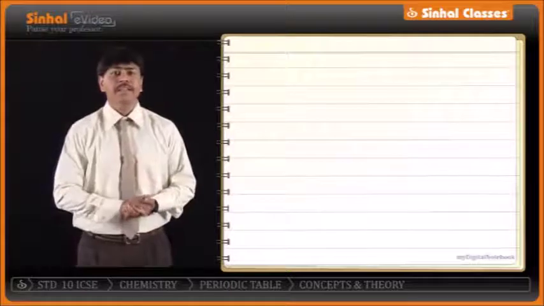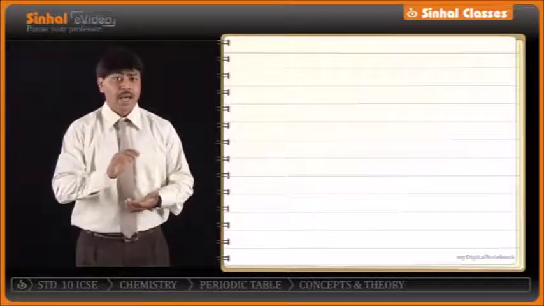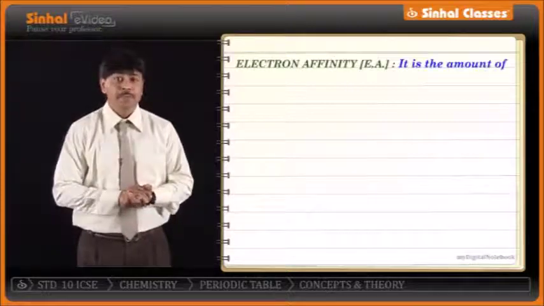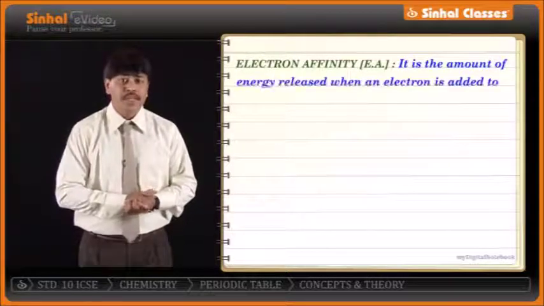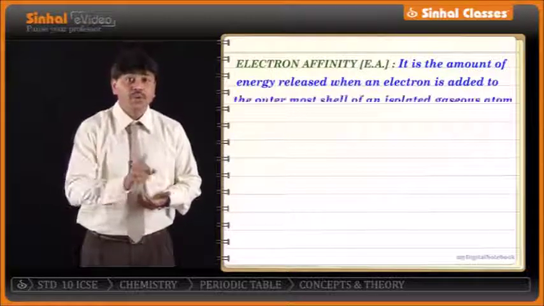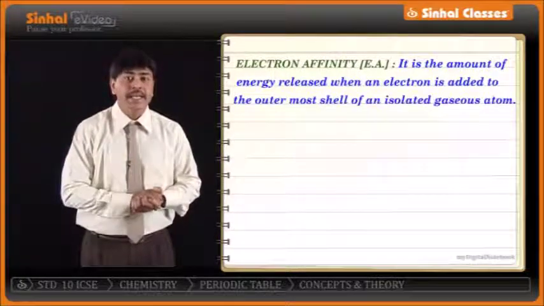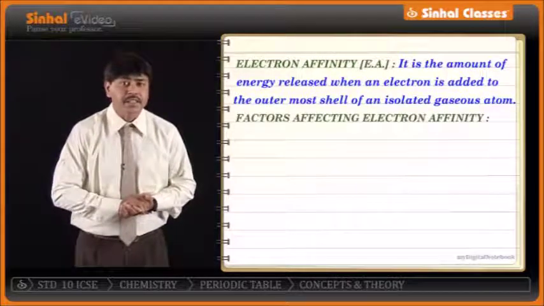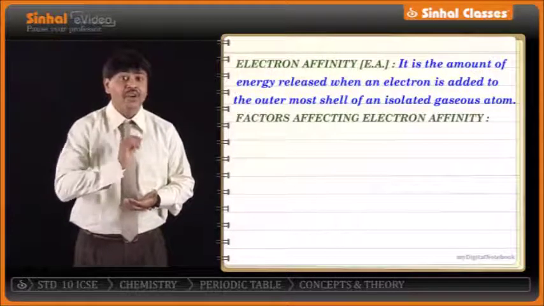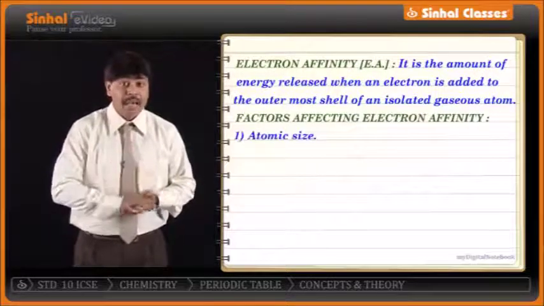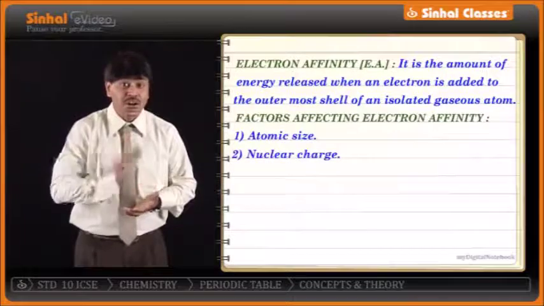Okay, now let's take the third property, and the property is electron affinity. It is the amount of energy released when an electron gets added to the outermost shell of an isolated gaseous atom. It is affected by the same factors which affected ionization potential, and the two factors were atomic size and nuclear charge.